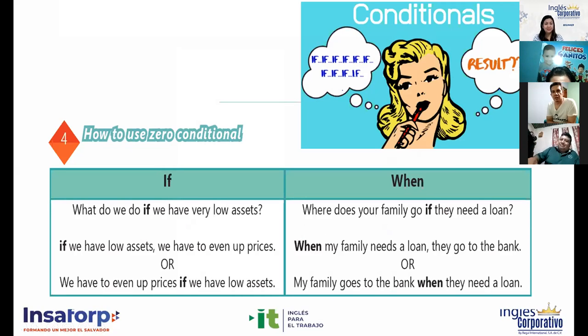Dale, pregunta Carlos, dale. Where does your family go? ¿Dónde va tu familia si necesita un préstamo? ¿O cuando necesitan un préstamo? Okay, esa era mi gran duda. Dice, no se puede repetir en la misma oración, solo una vez, al principio o al final. Ya le voy a explicar mejor en la próxima imagen.